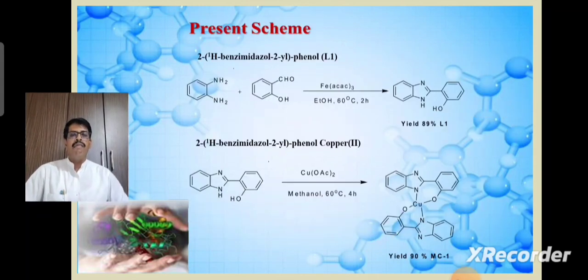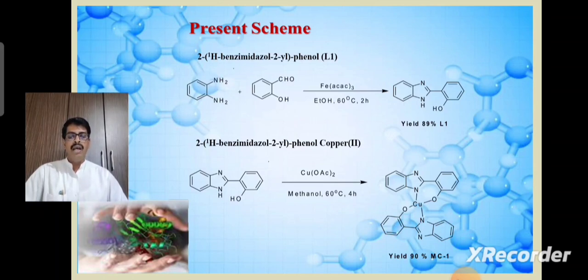The present scheme of my work is as follows. In the first scheme, the benzimidazole derivatives were synthesized by a condensation reaction between o-phenylenediamine and salicylaldehyde in the presence of iron acetylacetonate in ethanol as a solvent and heated at 60 degrees Celsius for about 2 hours. The yield obtained after purification is about 90% and the molar ratio is 1 to 1.